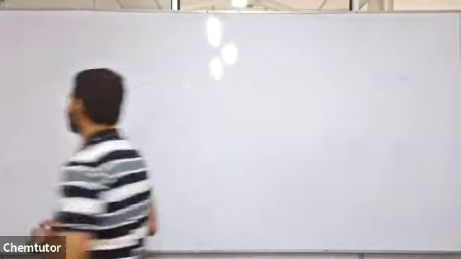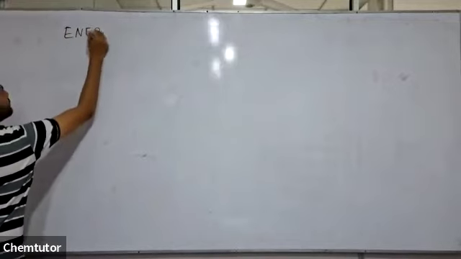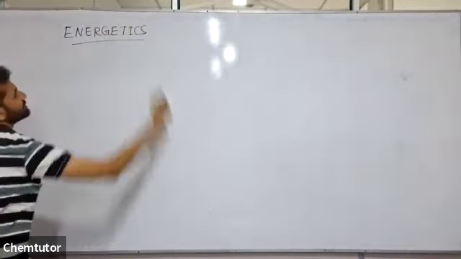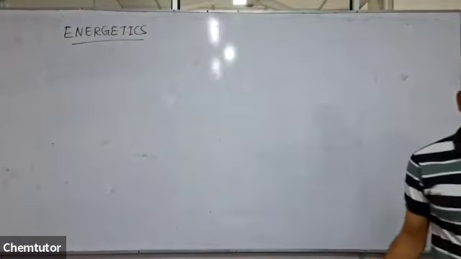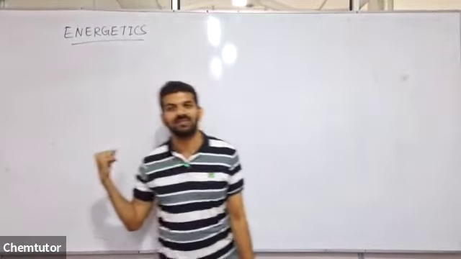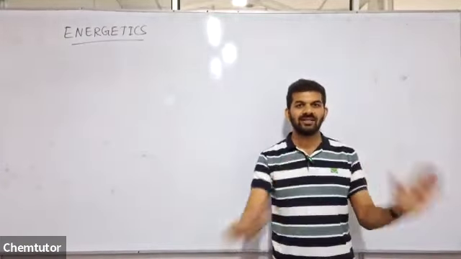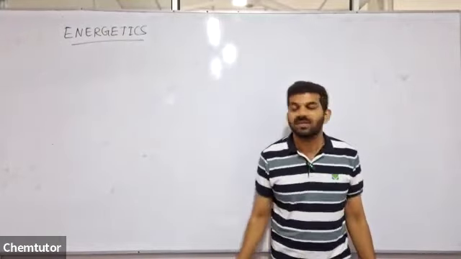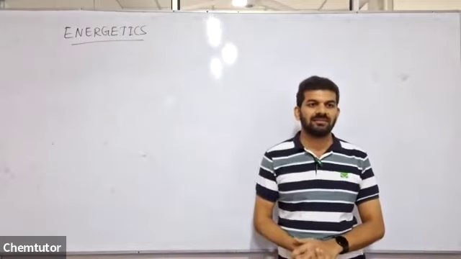Okay, so let's start. Right. So now we have completed 4 units and this is the 5th unit, Energetics. Listen, we are not going to write today. I'll just explain what energetics is. In energetics, we talk about the energy parameters in a chemical reaction.